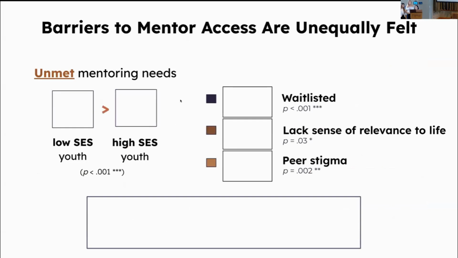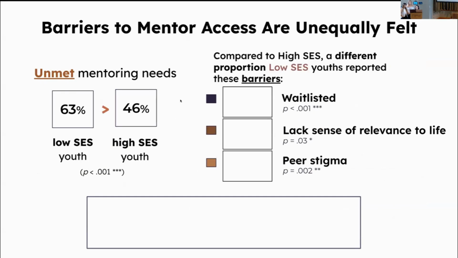But there are disparities in mentorship, such that barriers to mentor access are unequally felt. A significantly greater proportion of low SES youth reported unmet mentoring needs compared to high SES youth. And compared to high SES youth, 10% more low SES adolescents were waitlisted to receive mentorship. And 6% more low SES youth felt the available programs were not useful for their own life. And 6.4% more low SES youth felt peer stigma around getting a mentor.